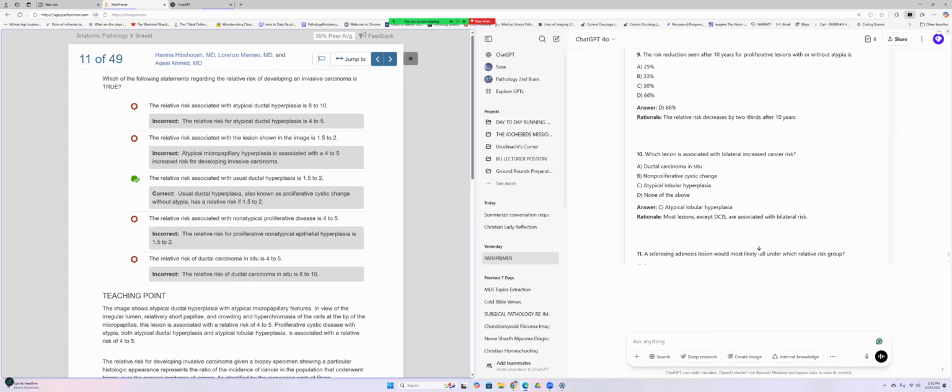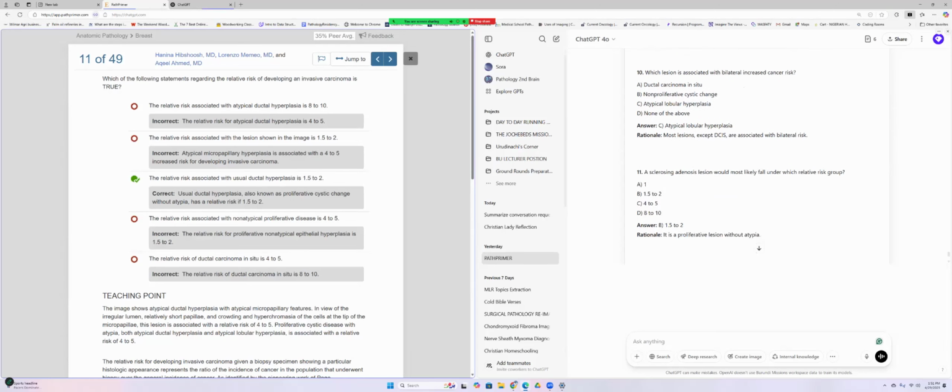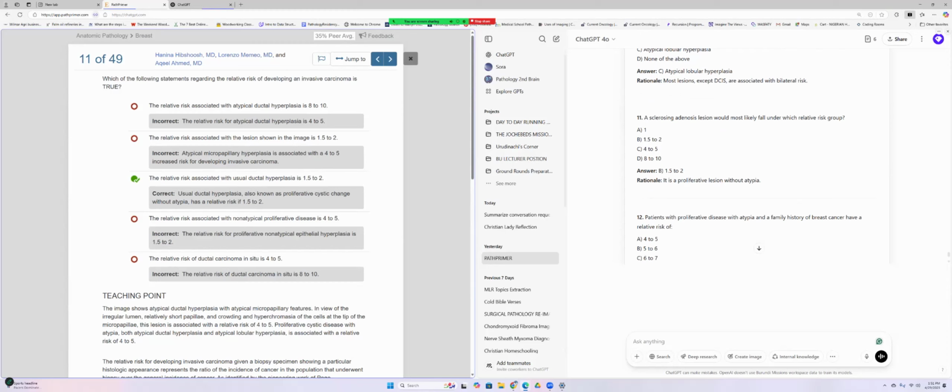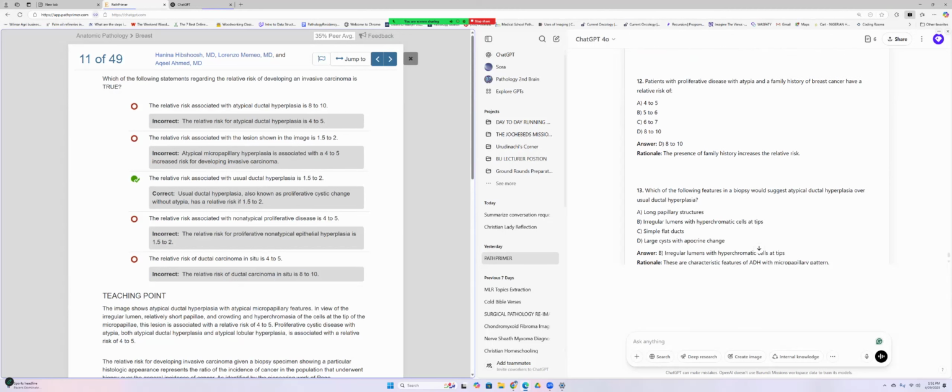Which is a bilateral increased cancer risk? Atypical lobular hyperplasia, yes, ALH or LCIS, gives you a bilateral cancer risk. Number 11, 1.5 to 2. Number 12, families of breast cancer. Proliferative disease with family history is 8 to 10. So once there's presence of family history, ALH and ADH bump up to 8 to 10.